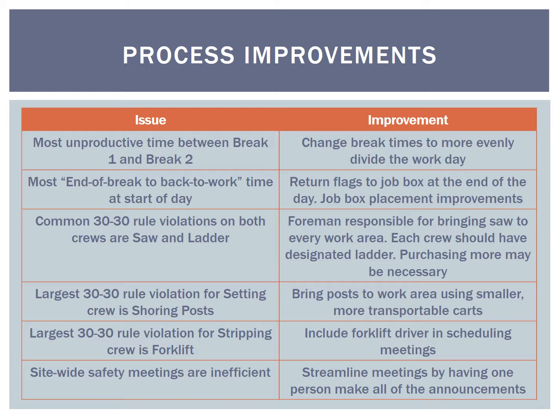The largest observed issue for the setting crew is shortened posts, which are currently stored on large, heavy carts that are challenging to move. If the posts could be brought closer to the work area on more transportable carts, it would likely reduce the number of 30-30 rule violations.